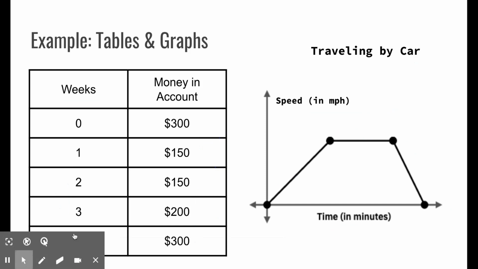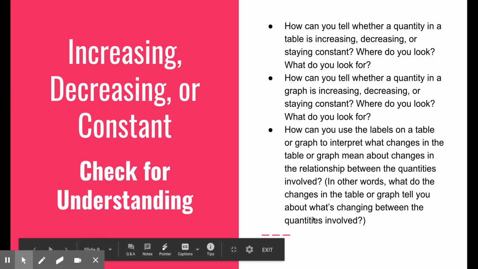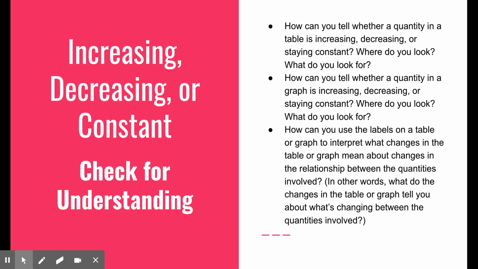All right, so hopefully that helps you make sense of increasing, decreasing, and constant. Here's a few questions you can use to check your understanding on this key idea. Think about how you can tell whether a quantity in a table is increasing, decreasing, or staying constant. Think about where you look and what you look for. Same for a graph. How do you tell if it's increasing, decreasing, or constant? Where do you look and what do you look for?